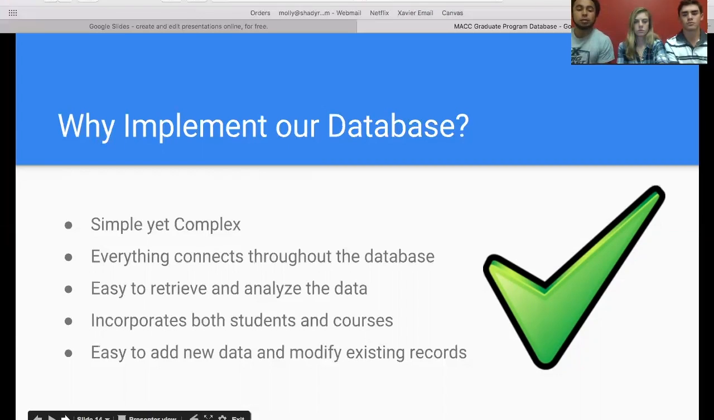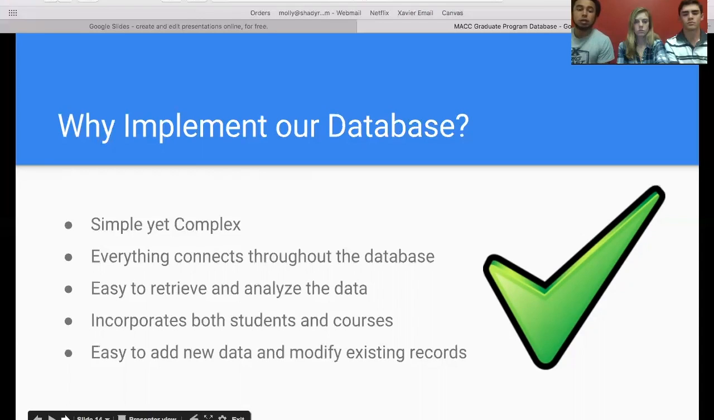It incorporates both students and courses. It's easy to see what the students have taken, are taking, and will take. Also, it's able to see which professors are teaching each course, and this will help to know the correct credit hours that students will need to take to graduate.